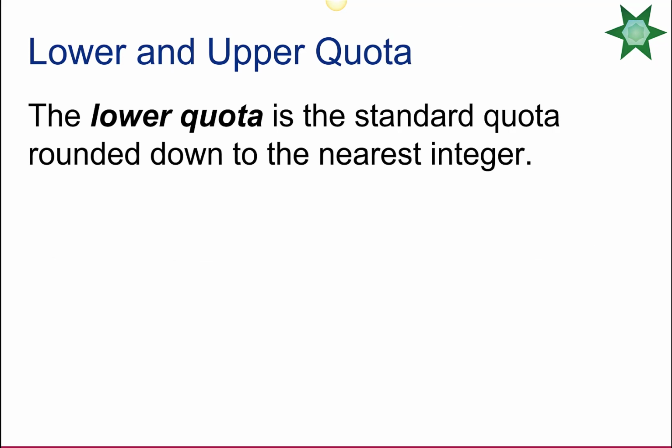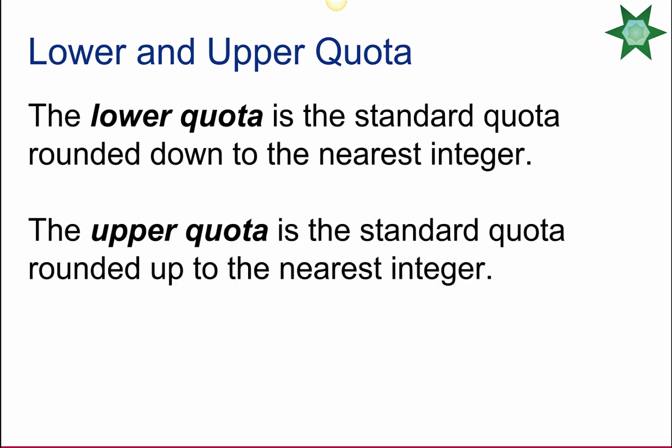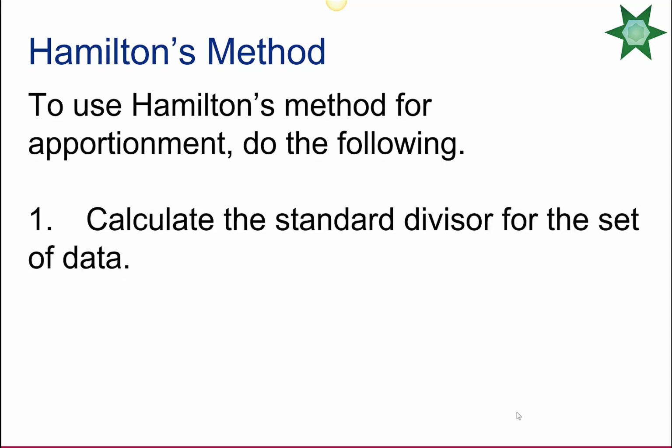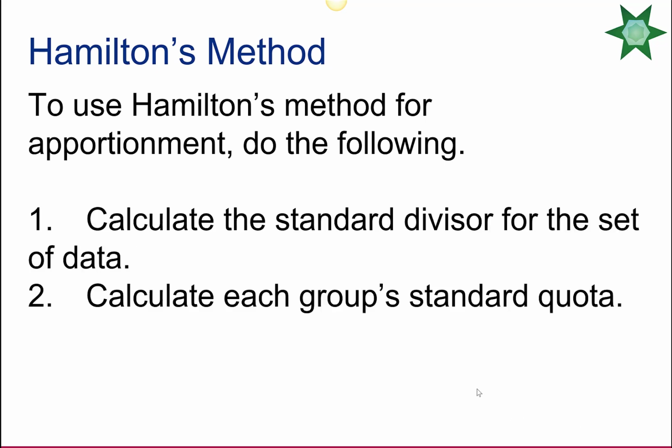Lower and upper quota. The lower quota is a standard quota rounded down to the nearest integer. The upper quota is a standard quota rounded up to the nearest integer. The first method we're going to study is Hamilton's method. To use Hamilton's method for apportionment, do the following. Calculate the standard divisor for the set of data. Calculate the standard quota for each group.